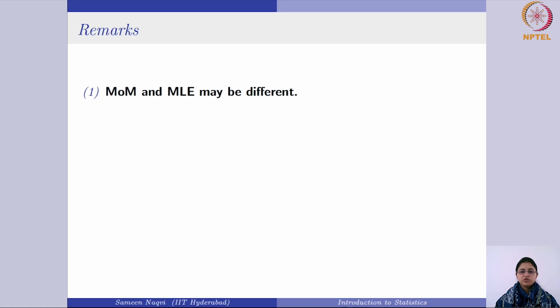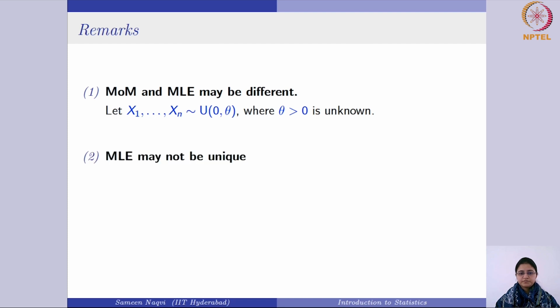We have seen that both these methods can give you different answers. When you are taking a random sample from uniform 0 to theta, in the method of moments you got twice the sample mean, and in MLE you got the largest order statistic, that is X_(n), as the answer. Now it is possible that the MLE may not be unique.